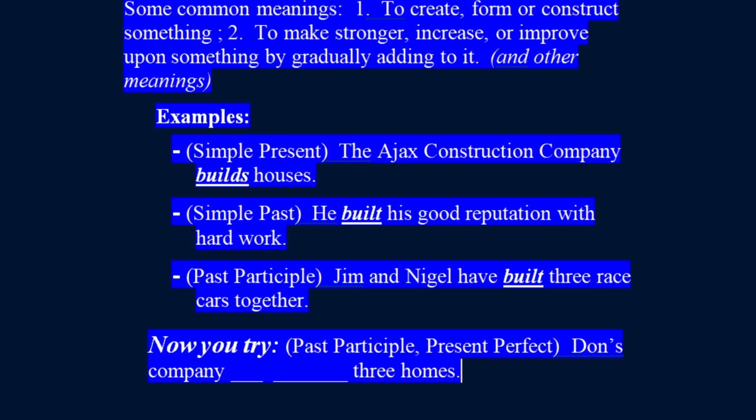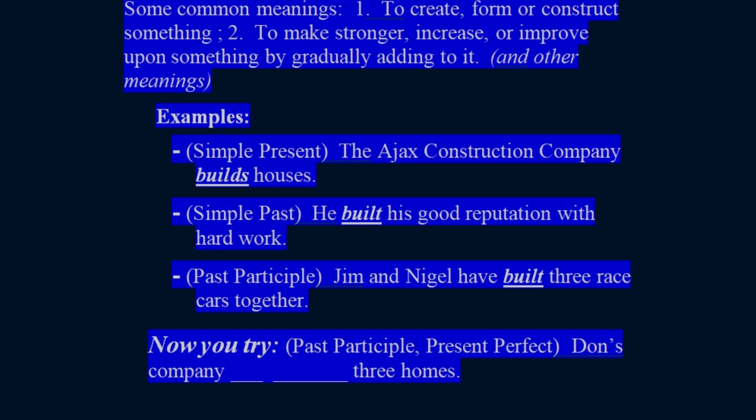Now you try. Past participle, present perfect. Don's company blank blank 3 homes. Don's company has built 3 homes.